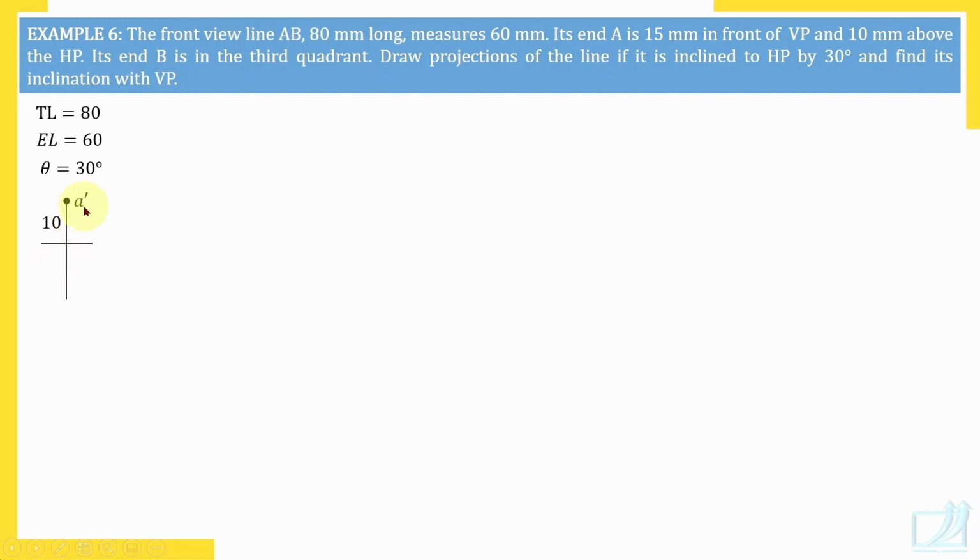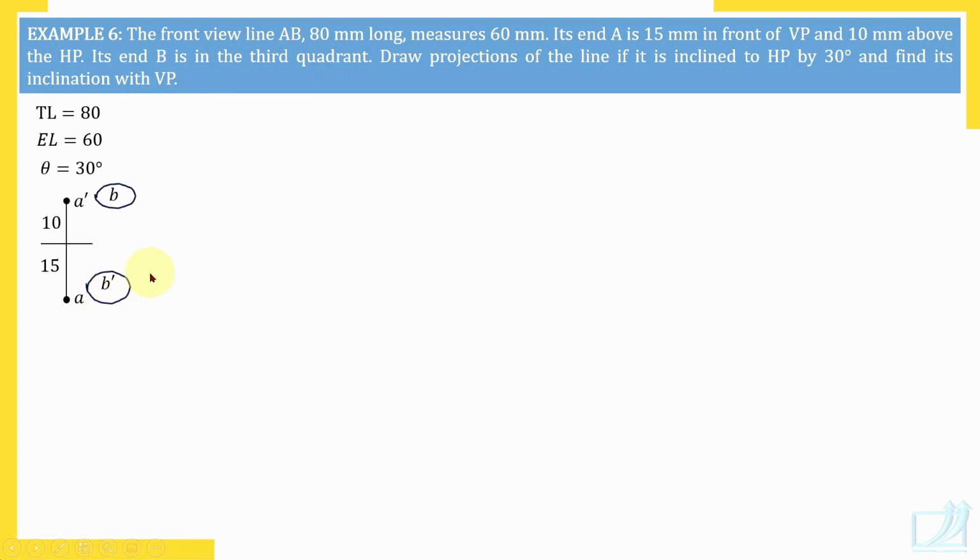10 above HP, front view gives distance from HP, so it is A dash, and 15 in front of VP. Top view gives distance from VP, so this is top view of point A. And what about the other end? End B is in third quadrant. Third quadrant means top view above, front view below.